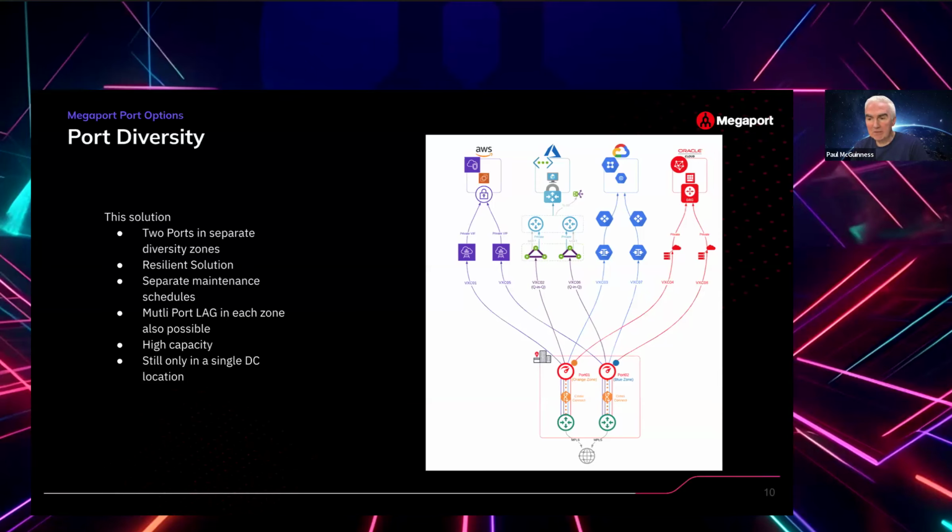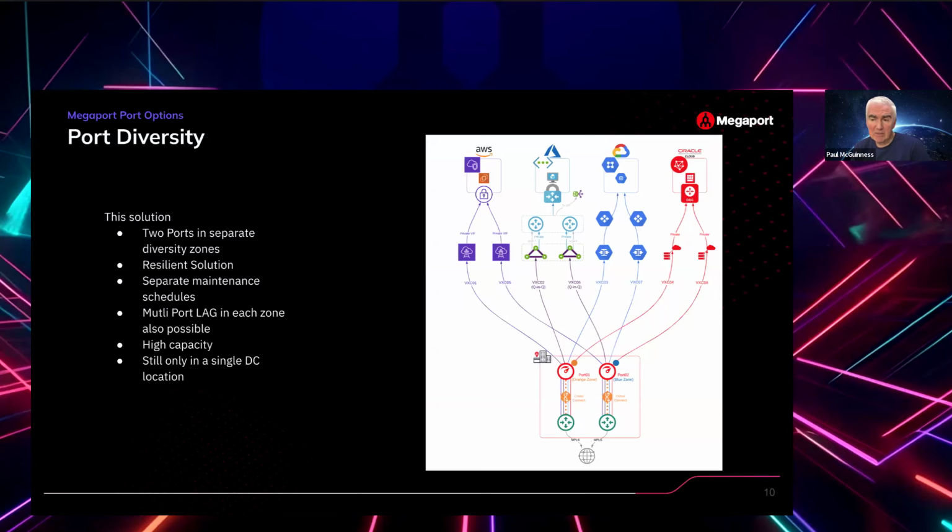So what does this mean? Well, it means that these ports will not come under the same maintenance schedule. They've all got redundant power anyway. They'll have separate networking, they'll be on separate devices, they'll leave the data center on separate paths, etc. Okay, so you can use multi-port LAG as well on each of these zones if you want to. But having these two ports gives you higher capacity. You can use the full capacity of both ports in blue and red.